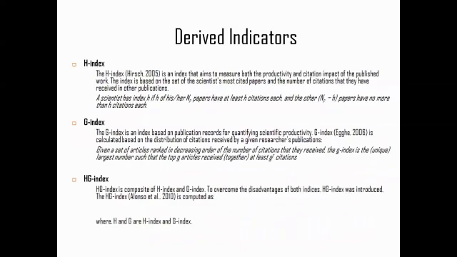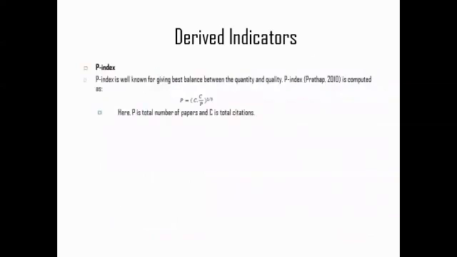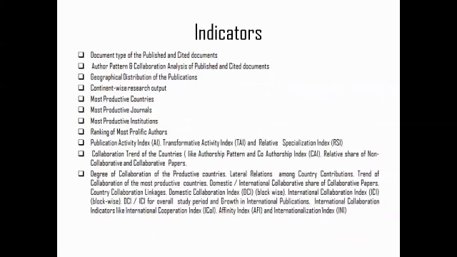The H index is a measurement of the quality of an author, measured by using a metric called the H index. The G index measures the quantity of an author's output. The HG index is a combination of both quality and quantity of the author. And the P index is the balance between quality and quantity. That is called the P index. So these are the different indicators which we are going to apply for our scientometric analysis.